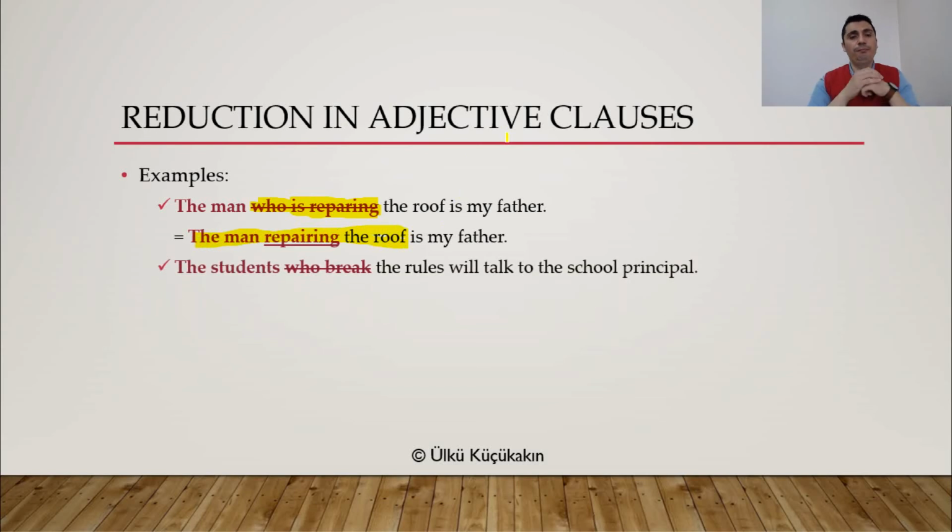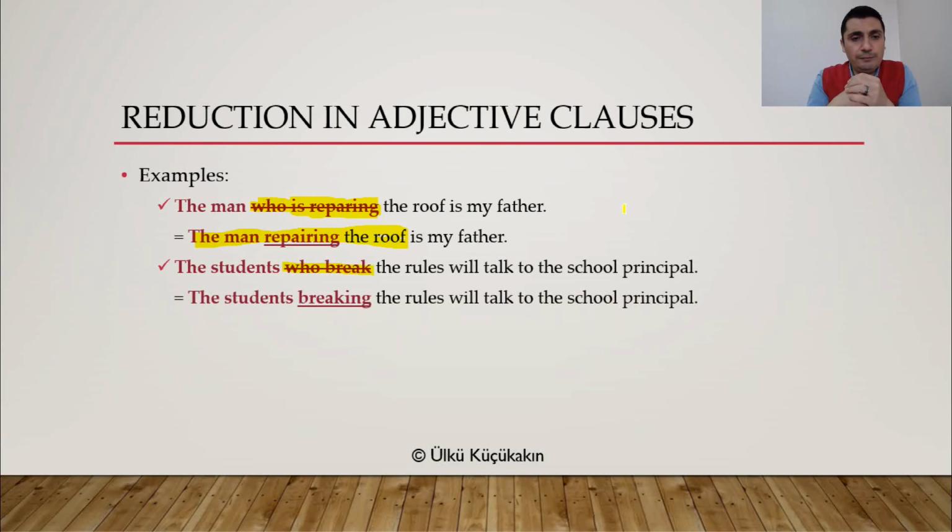Let's give another example. The students who break the rules will talk to the school principal. So here, who break is who plus simple present tense. What do you have here? The students breaking the rules will talk to the school principal. Now here, my main verb, my real verb, is will talk. And the students breaking the rules all together, it's my adjective clause. All right?